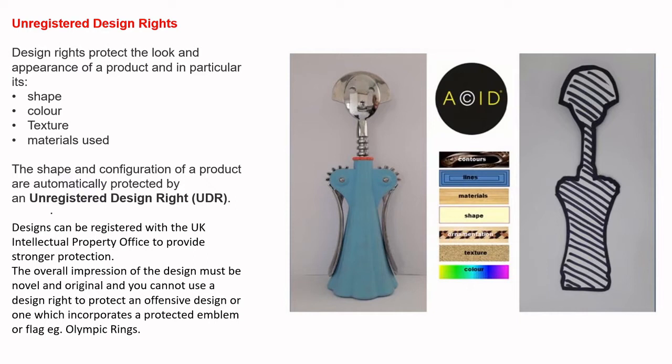You can also get stronger protection from the Intellectual Property Office through registered design rights. You automatically have unregistered design rights, but if you want more protection on top of that, you can go and get registered design rights as well. The overall impression of the product must be novel and original, and you can't do anything offensive or incorporate an emblem or a flag. So things like the Olympic rings, and this one's a bit controversial, the swastika. If you are not aware, originally it was called a manji, which is part of the Buddhist religion, and means peace.